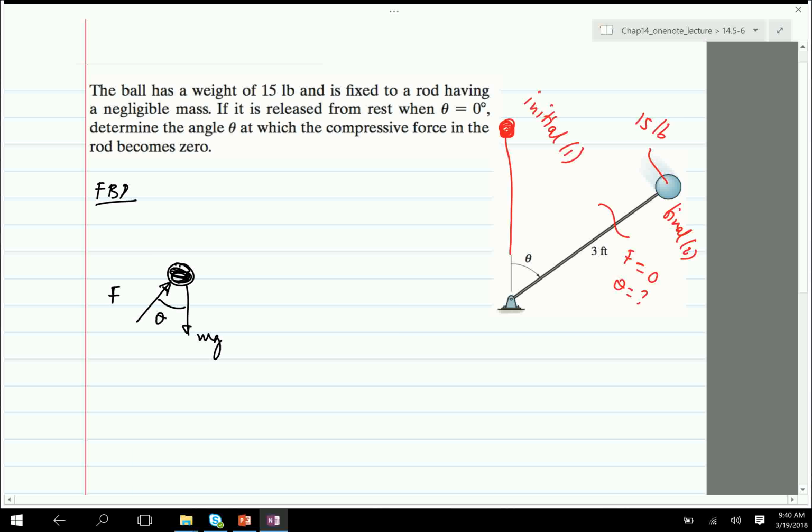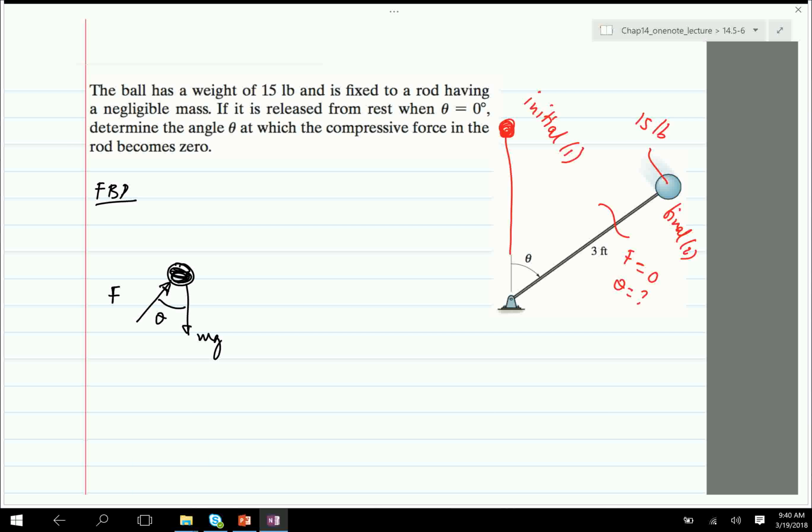Right? Now, since it's moving in a circular fashion, I have two choices. Well, I do not want to use rectangular coordinates because it's moving in circles. So it could be either polar coordinates, r theta, or it could be nt coordinates.